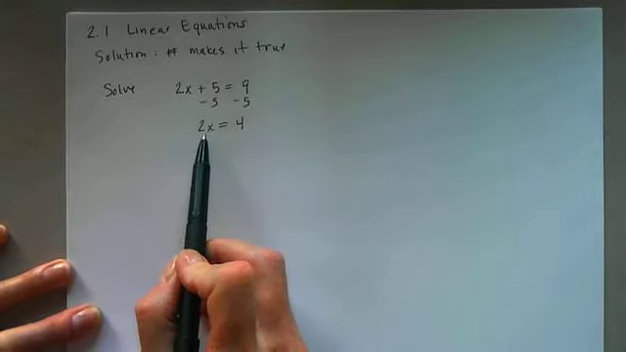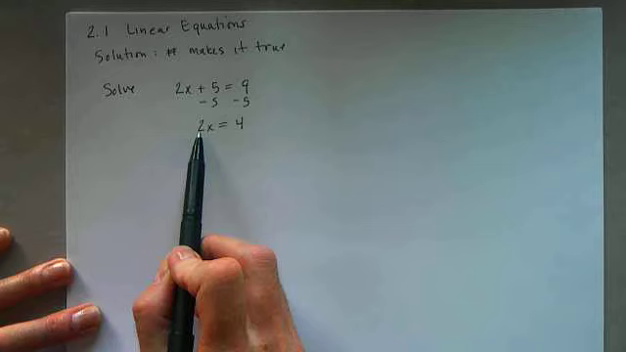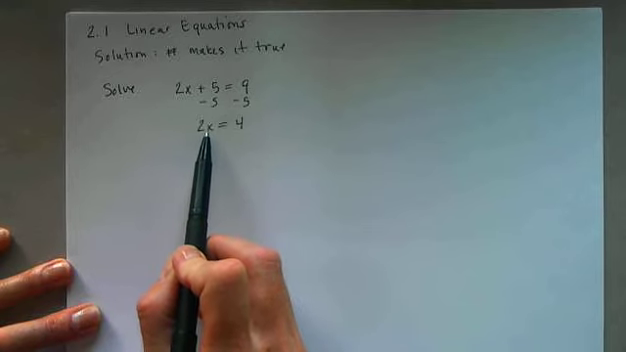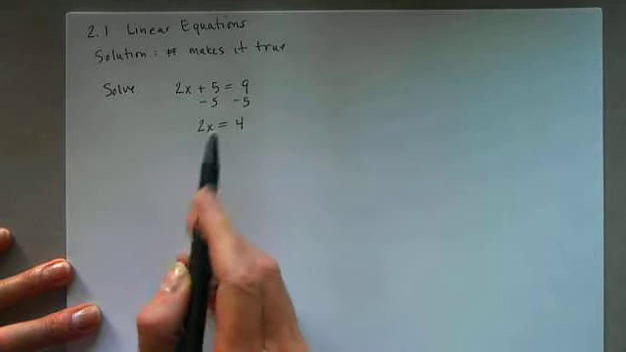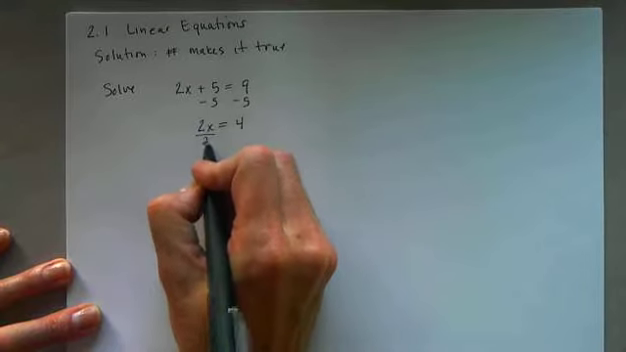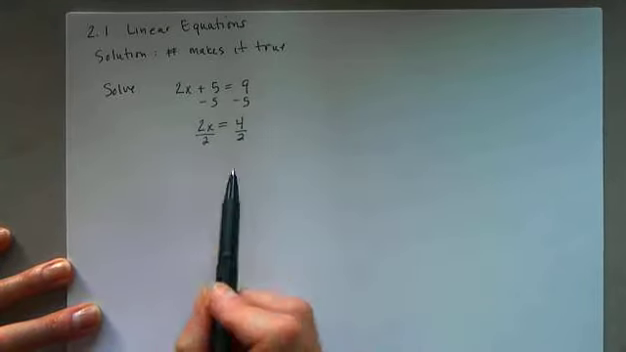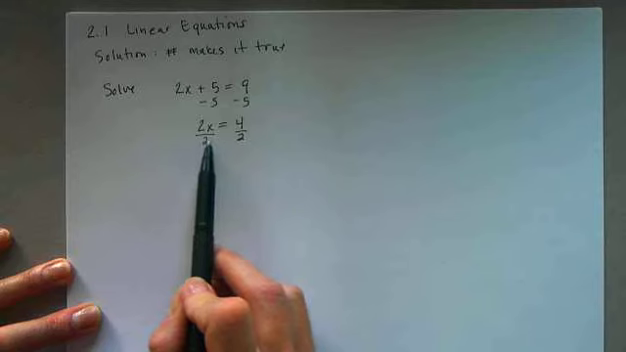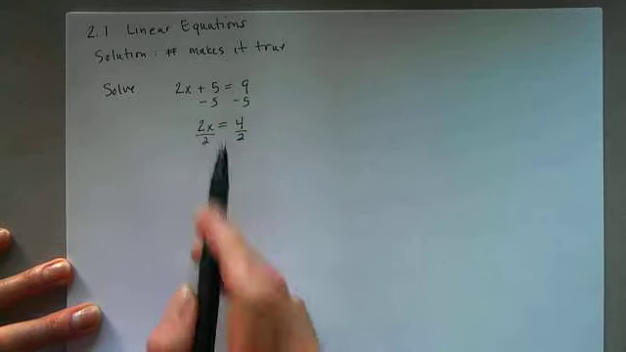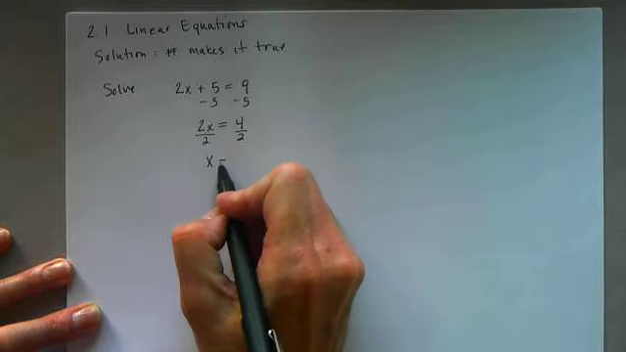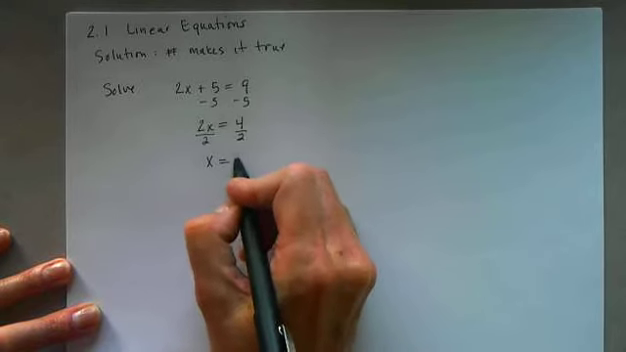Now I'm to my 2x, and so to get x alone, I have to get rid of 2. And we're multiplying, right? This means 2 times x equals 4. So the opposite operation of multiply is divide. So to get rid of that 2, I will divide by 2 on both sides. And of course, again, it's legal as long as you do it to both sides of that equal sign. And 2 divided by 2 is 1, so I just have 1x, and 4 divided by 2 is 2.